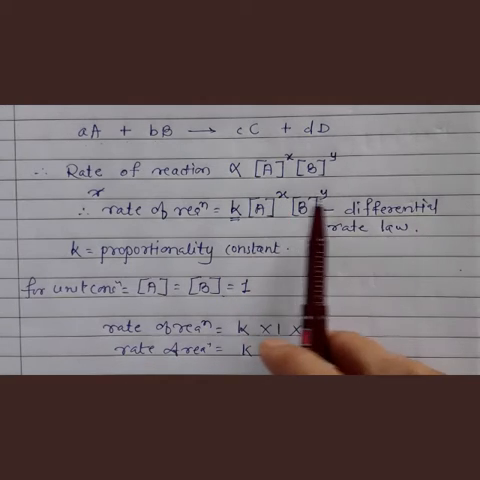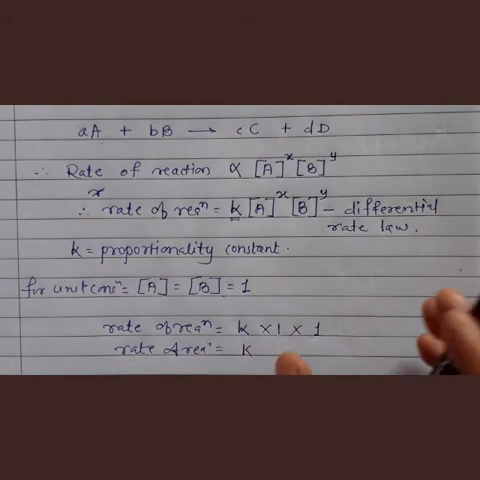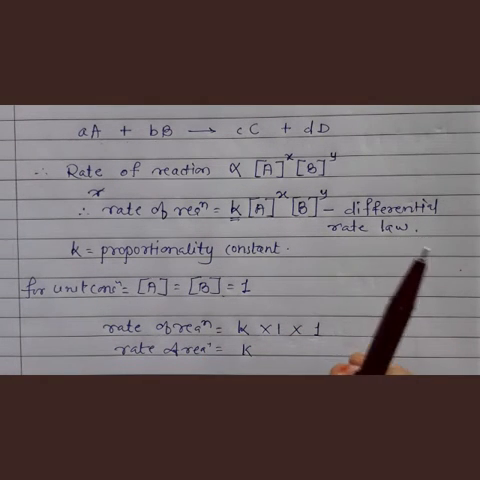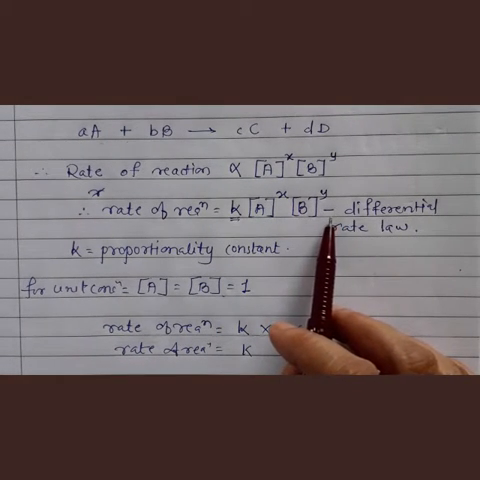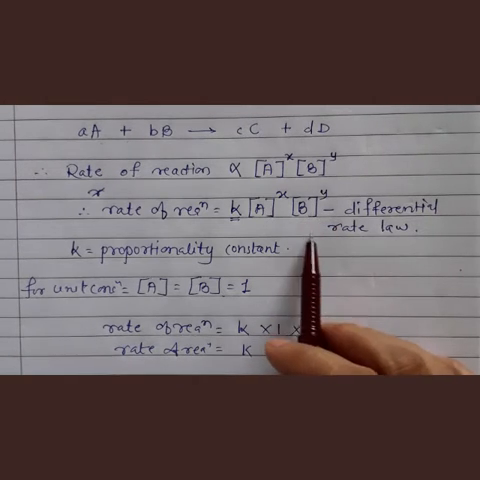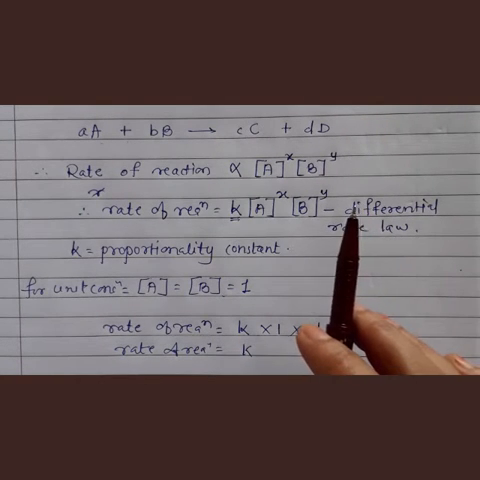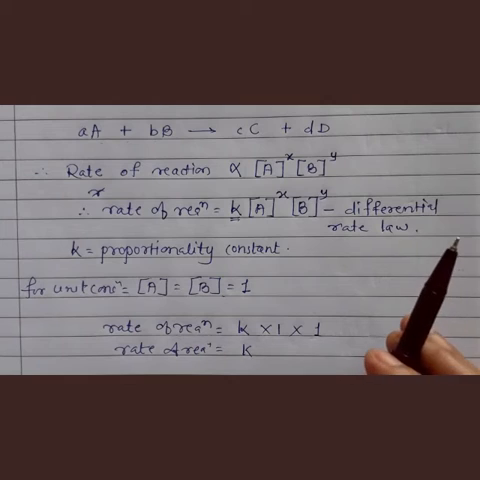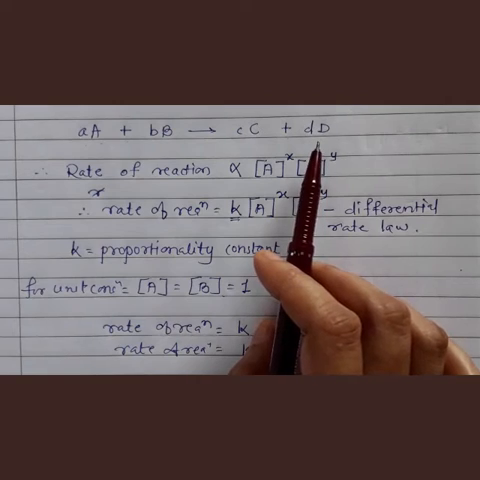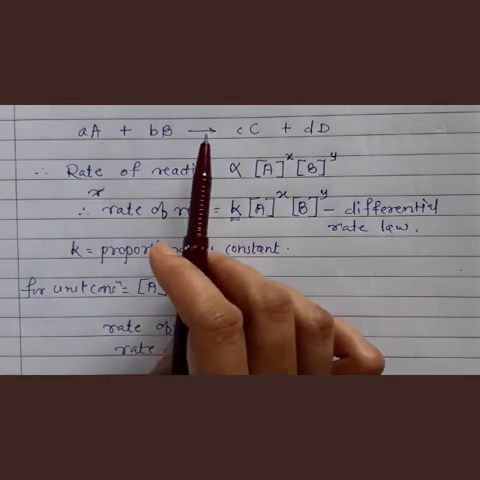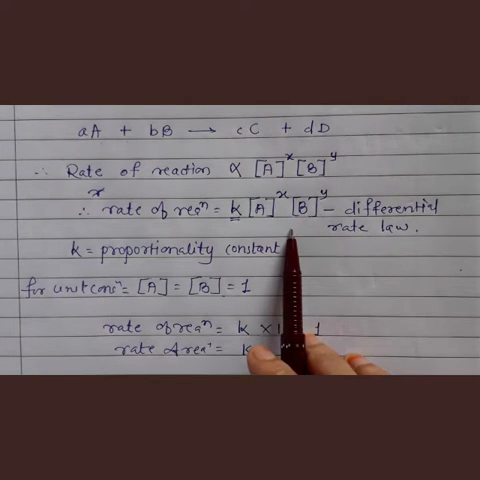See, the values of x and y are experimentally determined values. An experiment is done, and according to the experiment, the values of x and y are written in this differential rate law. So the differential rate law is experimentally found. Understand? It does not depend upon the balanced reaction equation. It has nothing to do with the moles of reactants or stoichiometry of the reaction. These values are experimentally determined values. Understood?